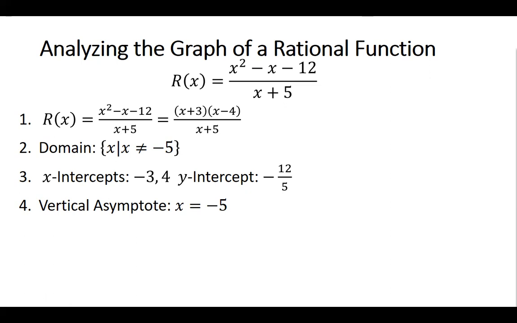Now, what about horizontal and oblique asymptotes? Well, we look at the original function and see we've got x squared over x. So the numerator has a degree 1 higher than the denominator, meaning that we're going to have an oblique asymptote. And that oblique asymptote is going to be found by taking x squared minus x minus 12 and dividing it by x plus 5. And remember, as we do that, we will get rid of the remainder, whatever it happens to be. And by doing that, we come out with y is equal to x minus 6.